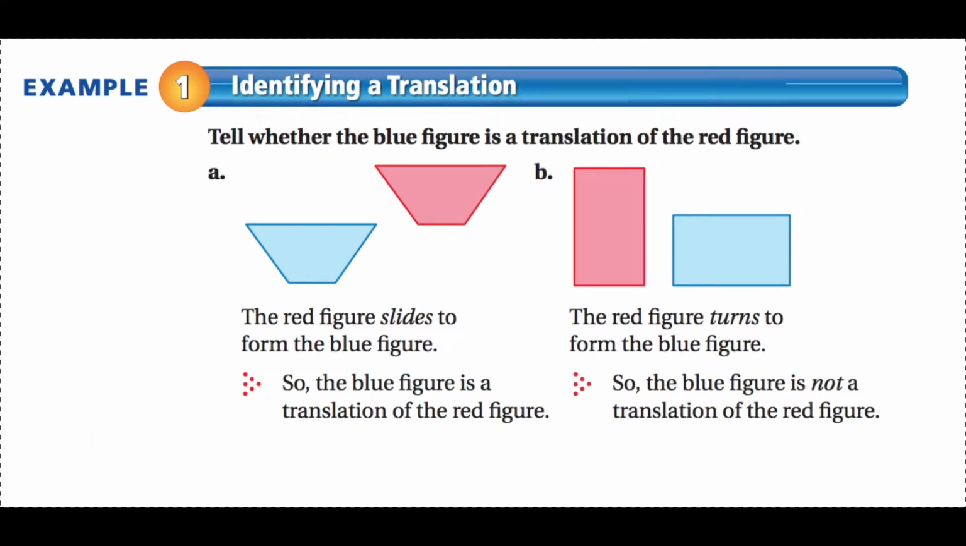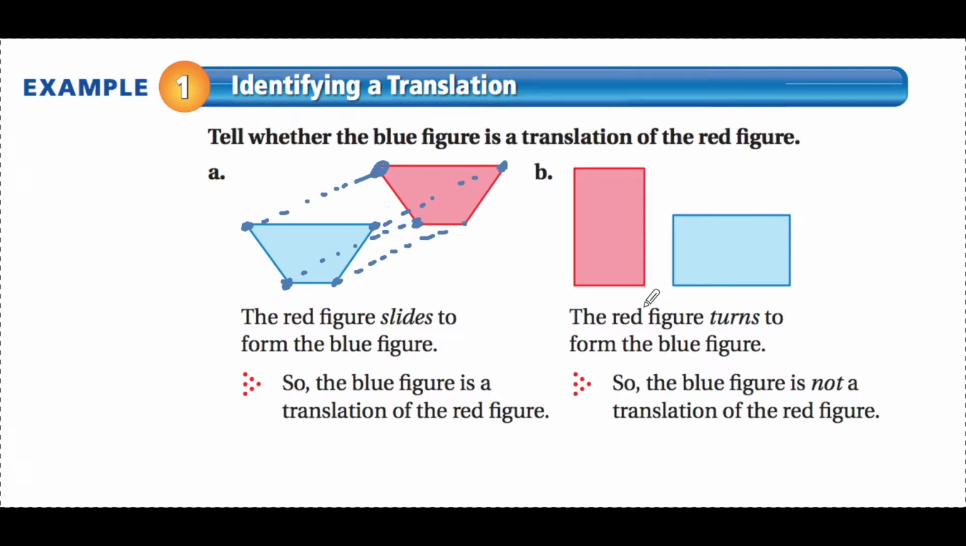Alright, example 1, identifying a translation. We want to tell whether the blue figure is a translation of the red figure. Well, for A, the red figure slides to form the blue figure. All we would do is slide this figure over. Each vertex would line up. They just slide right over to the corresponding angles. So this is a slide. Okay?